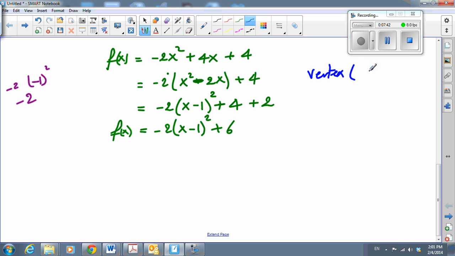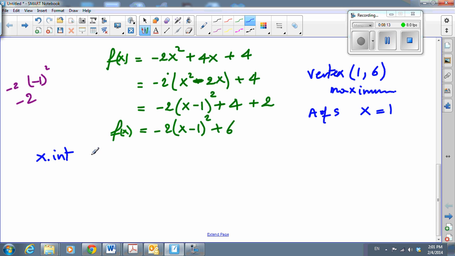From here, I can answer a few questions, such as the vertex. The vertex is at 1, 6. And this vertex, because it's negative here, I know it's a maximum. Not only do I know it's a maximum, I also know that my axis of symmetry is at x equal 1. I don't know if we need to write it, but let's do axis of symmetry is at x equal 1.